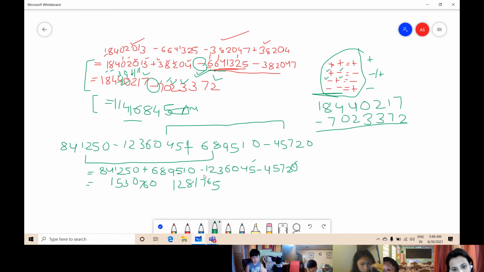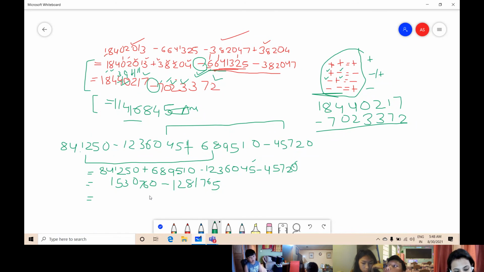And which sign I will put? I will put the sign of subtraction because the bigger number is having the sign of subtraction. So I have put here the sign of subtraction. Now what I will do? I will subtract. Here is the sign of subtraction only.